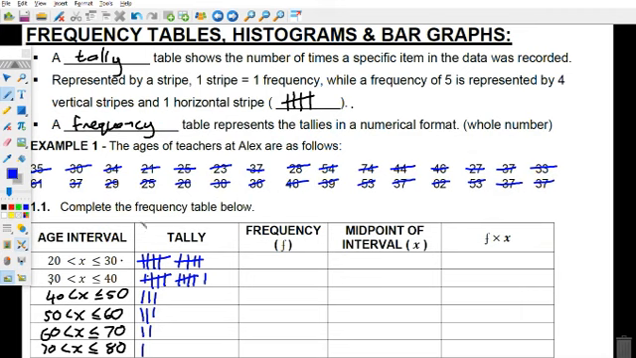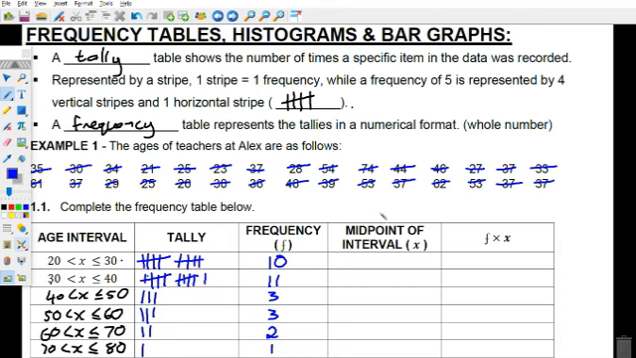Okay, so now that we've finished looking at the tally, we're going to look at the frequency. The frequency represents the tallies we have found in a numerical format. The tallies are just these little marks we have made. The frequency is the number of marks. So in the first age interval, we have made 10 marks, so the frequency is 10. The next one is going to be 11. There are 3 over there, and 3 in the next one. There are 2 in the second last one, and just 1 in your last age interval.